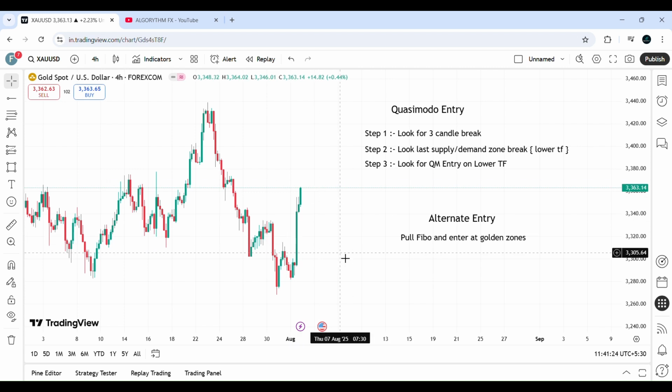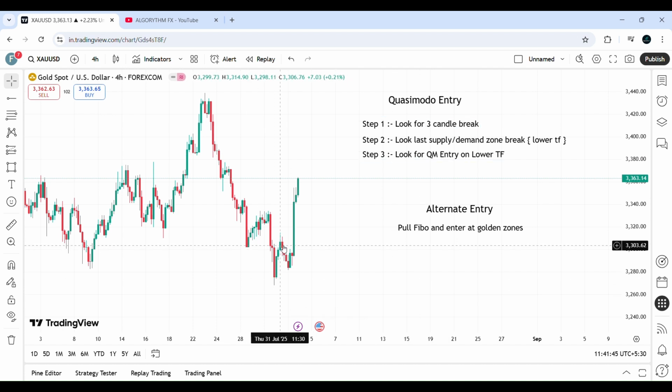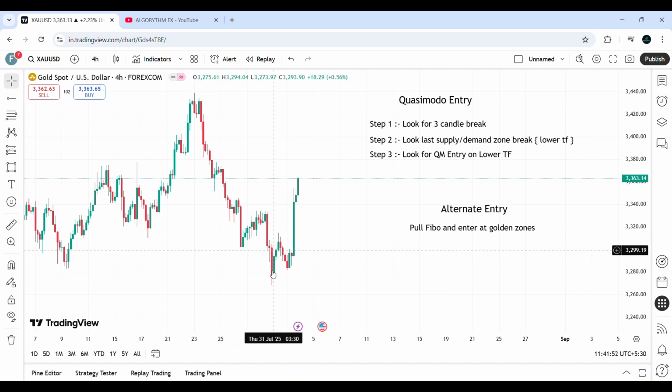So the strategy we're using is the Quasimodo entry. You might have seen other people do the strategy, but I do it a little differently. So what I do is, step one, I look for the three candle break. If you don't know what a three candle break is, you could see my earlier videos. Basically, it takes three candles to break an opposing color candle. That's all. So you could find it right over here.